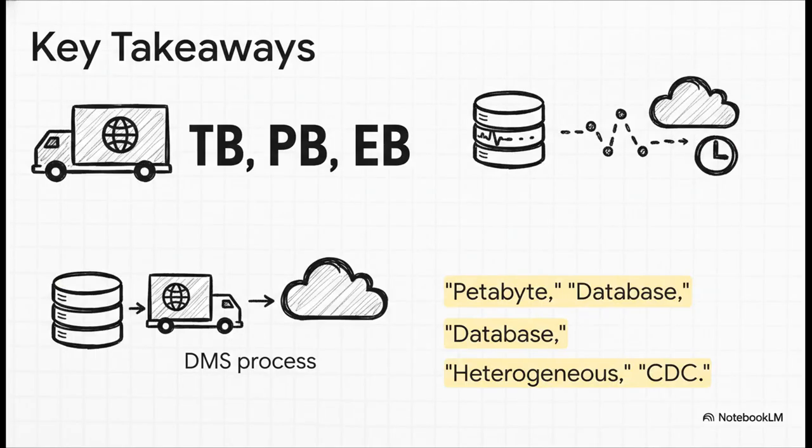So let's recap the essentials one last time. The Snow family is for physically shipping bulk data. DMS is for the online migration of databases where you can't afford downtime, and when you put them together, that's your solution for enormous databases on a really bad network. Finally, memorize those keywords on the screen: petabyte, database, heterogeneous, CDC. They are your signposts that will point you directly to the correct answer on the exam.